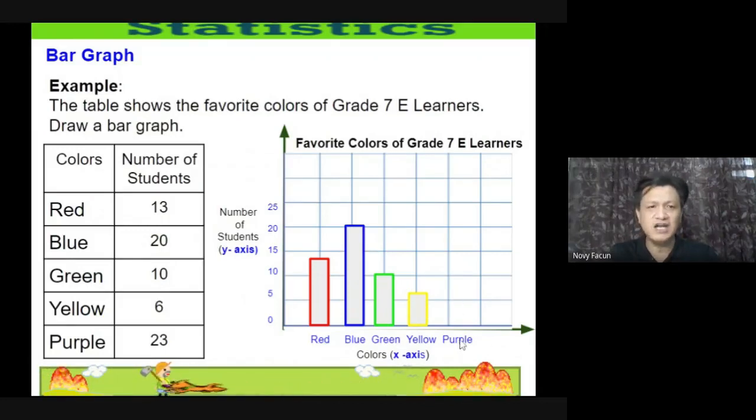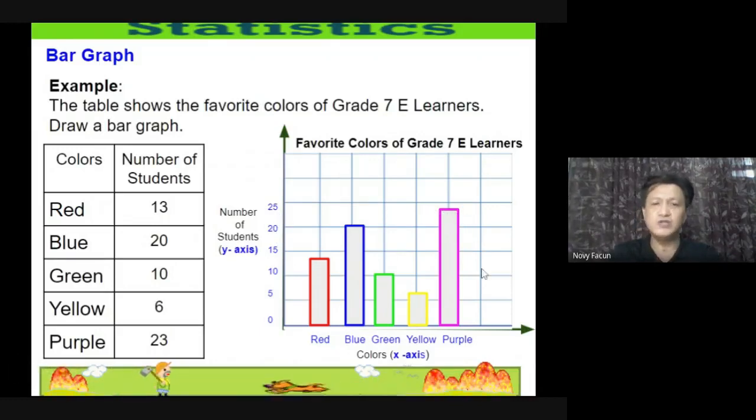So, purple, ilan na yung may gusto? 23. Ibig sabihin, nandito siya. Less than 25 kasi 23 tayo. Dito siya. Okay, so with that, ganun lang kasimple kung paano gumawa ng bar graph. But take note, so kailangan may space yan. Same yung space natin dyan.